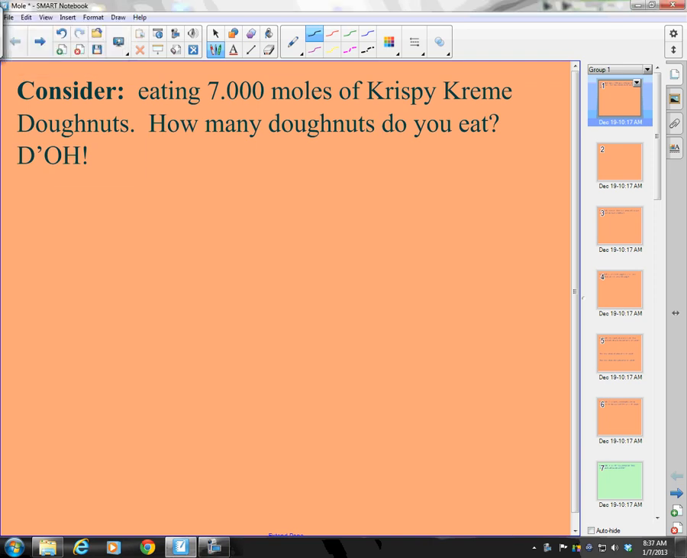And we are beginning Unit 7. And Unit 7 is all about stoichiometry. And to get into stoichiometry, we have to first understand a concept called the mole.